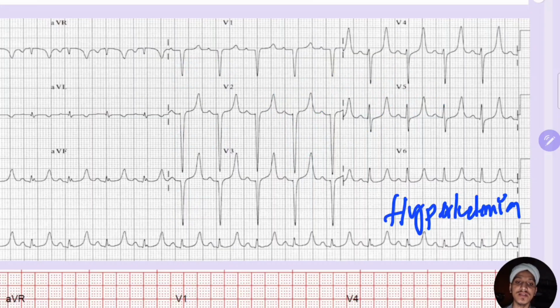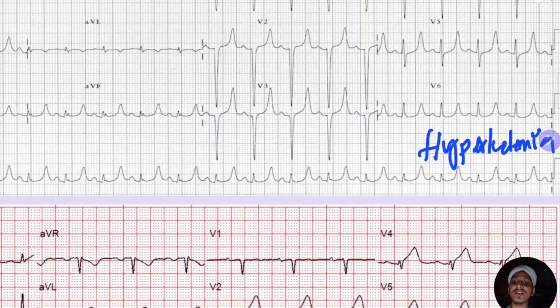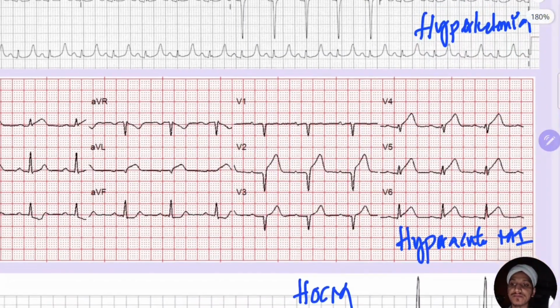The Q wave signifies previous MI. So what can be the duration? Weeks to months. That's the duration. So all these things we have seen in this ECG. Now coming to this ECG now.